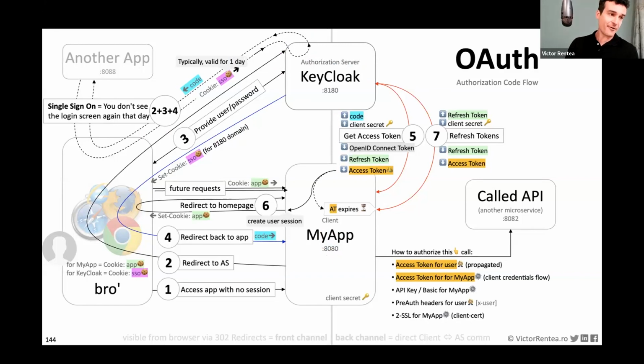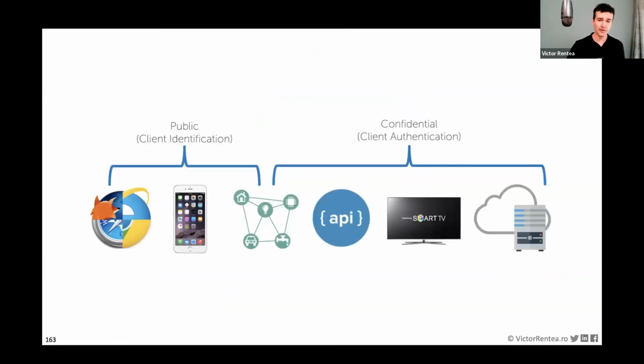I have a question from Mihai already, a tough one, related to the picture I dropped in front of you with the types of clients. The question goes like: why is a smart TV confidential, while a browser, a mobile browser, is configured to be public and is considered to be public?